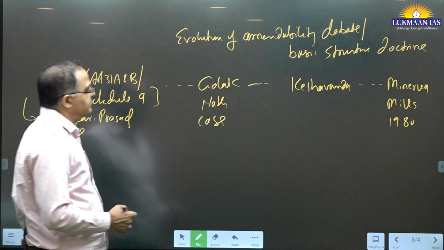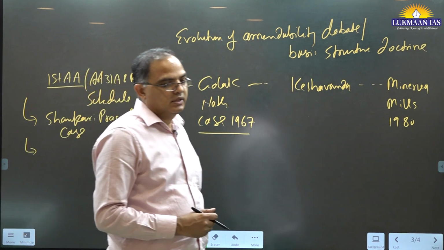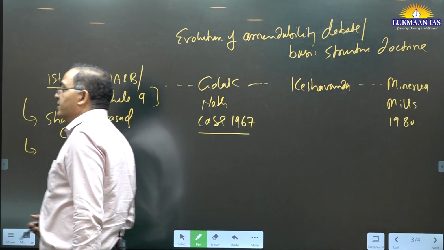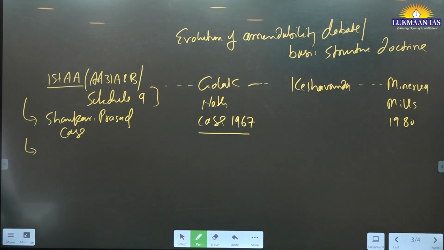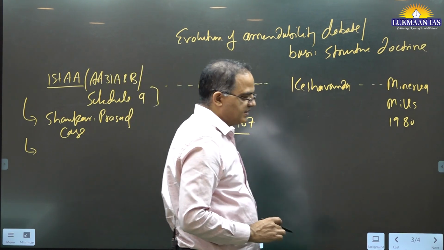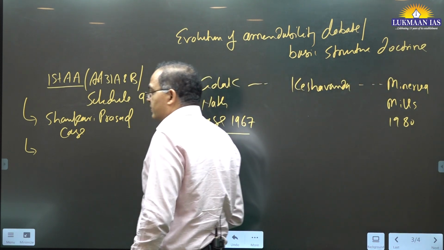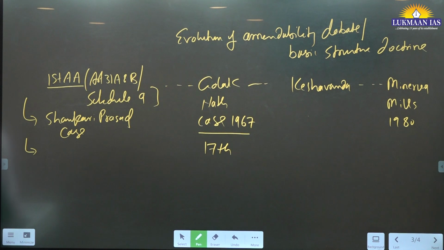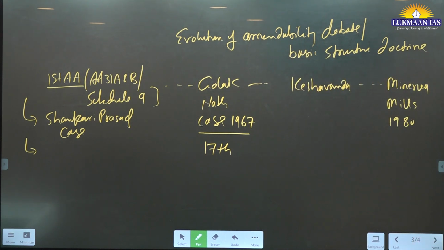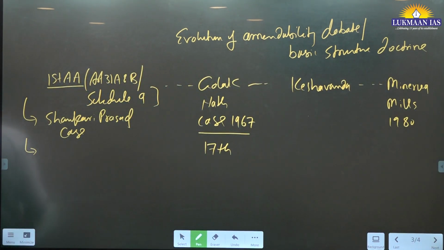Next, Golaknath case. Since government carried out other amendments, like including 17th Amendment, which broadened the scope of Article 31B, it was challenged, which came to be known as Golaknath case.